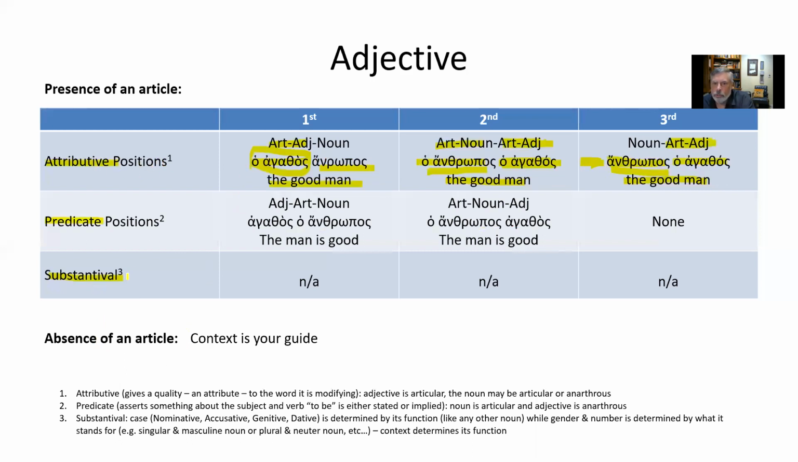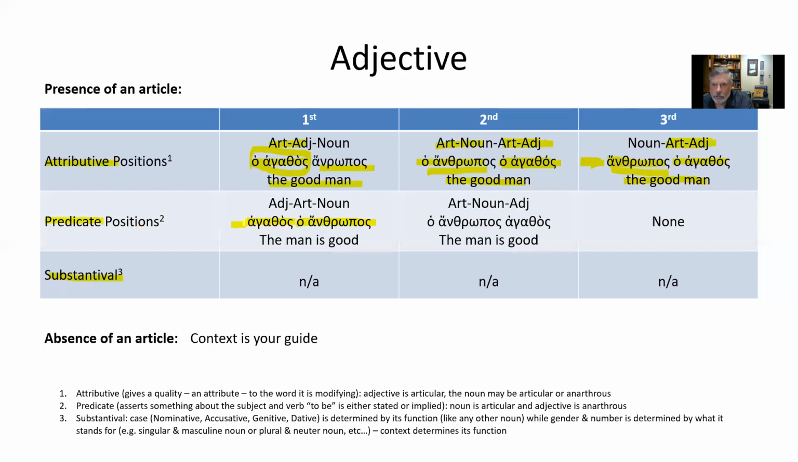Substantival, we already touched on. It's going to function as the noun, and there's typically no noun for it to modify, and that's how you know. Predicate positions. Okay, predicate position is going to be, instead, notice there's no article with the adjective. Agathos ho anthropos. Instead, the article is generally with the noun. And so you have first position. Why is it first? Well, because the adjective comes before the noun it's modifying. How do I know it's predicate? I know it's predicate because the article is not with the adjective, but it is with the noun.